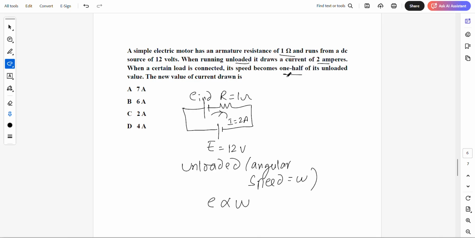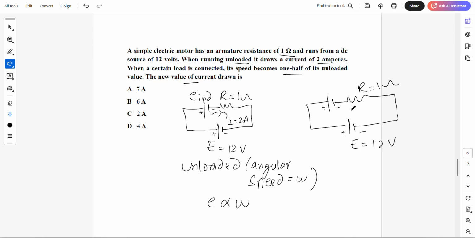What happens in the second case? It becomes 1 by 2 omega. Again I'll draw the same circuit. R and E are the same, with plus and minus terminals. E is the same 12 volts, and R is again 1 ohm. Now you have to calculate the new value of current, that is I dash.